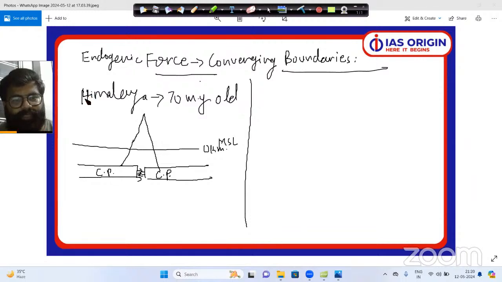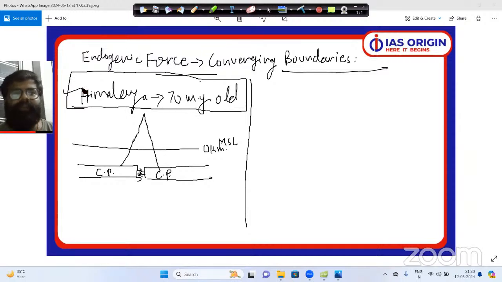I know this time scale is too much, but in geography, 70 million years old is actually nothing. It is actually very young. Now, if you categorize Himalaya according to the fold mountain theory, you will see that Himalaya also is divided into 4 different ranges. For example, these are the 4 ranges of Himalaya.